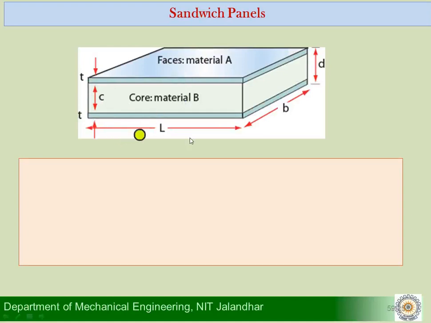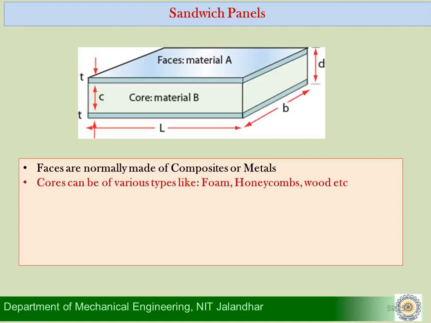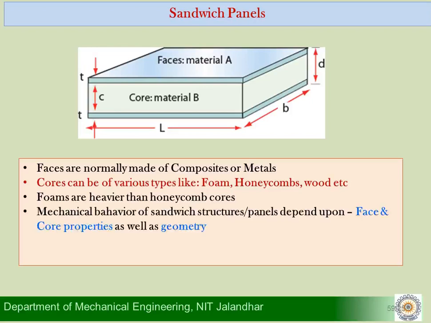And if it is behaving as a beam, then L happens to be the span length of the beam and B happens to be the width of the beam. Normally, we have already said that the faces are made up of materials which have high stiffness and strength. Traditionally, they are made up of metals or of composites. Cores, as we say, can be of various types: foams, honeycombs, etc. Foam cores are traditionally heavier than honeycombs.